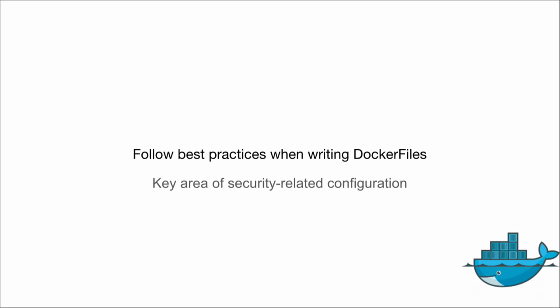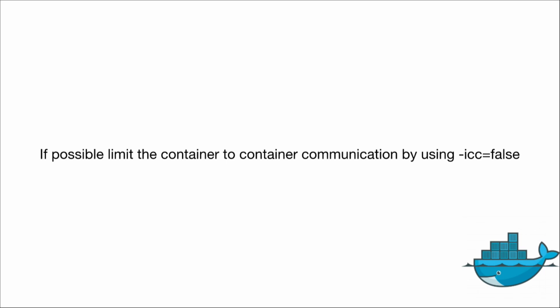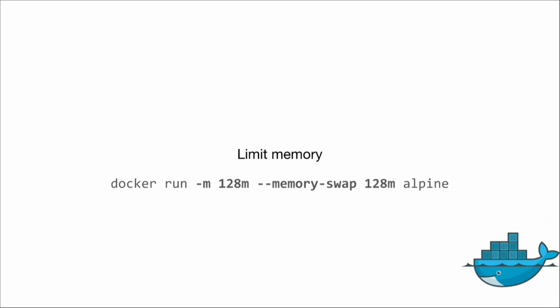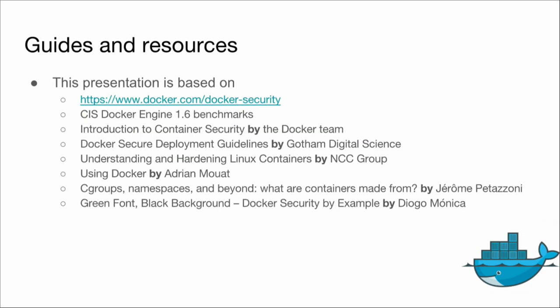On the internet, you're going to find a bunch of information about this topic. And limit the container intercommunication. By default, containers can communicate with other containers even if you are not using the link flag. You can send raw packets. And limit memory. This could help you to prevent DoS attacks. This is the guide that I based this presentation on. And Docker is working a lot to provide a lot of documentation about security.